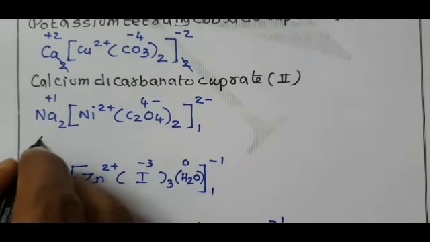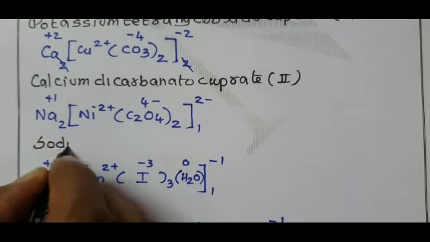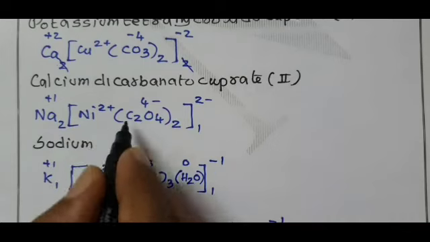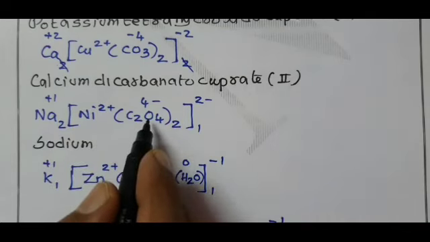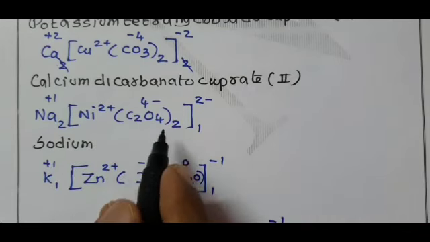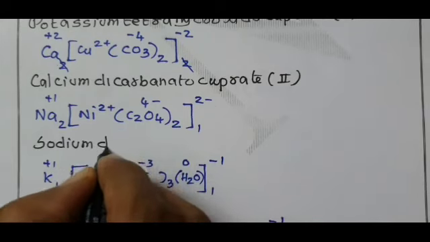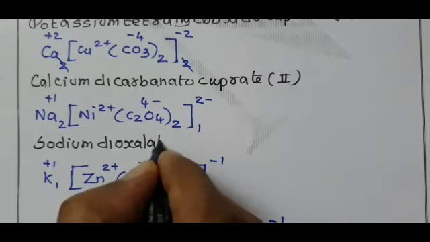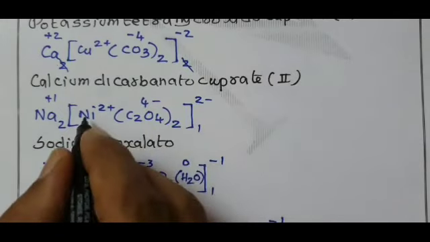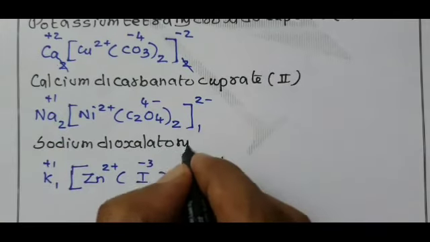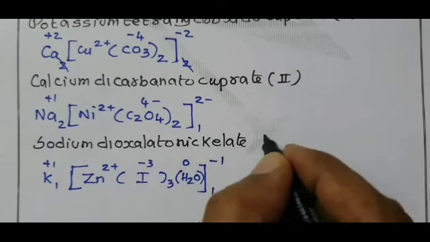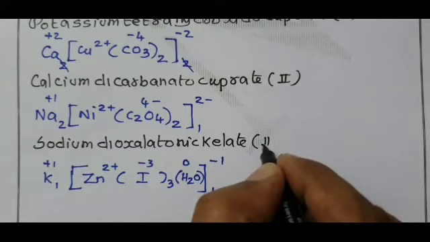Positive ion here is sodium. Then, when you enter into the complex, the ligand name first. What is our ligand? Oxalato. How many ligands? 2. Therefore, dioxalato. Anionic complex, central metal ion nickel, name ends with ate, nickelate. What is the oxidation state? 2, nickelate 2.